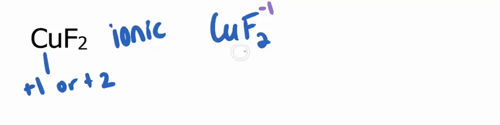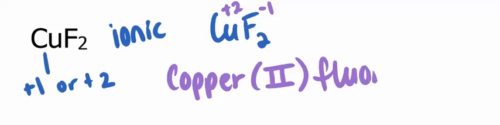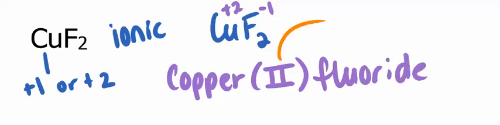So you can kind of tell by the subscripts, if this is neutral, this must be copper 2. So when I name it, I'm going to say copper and then 2 fluoride. And again, this is the charge on copper.